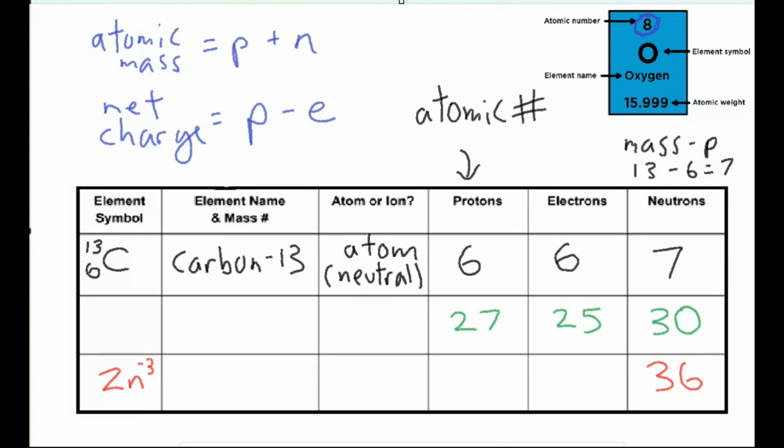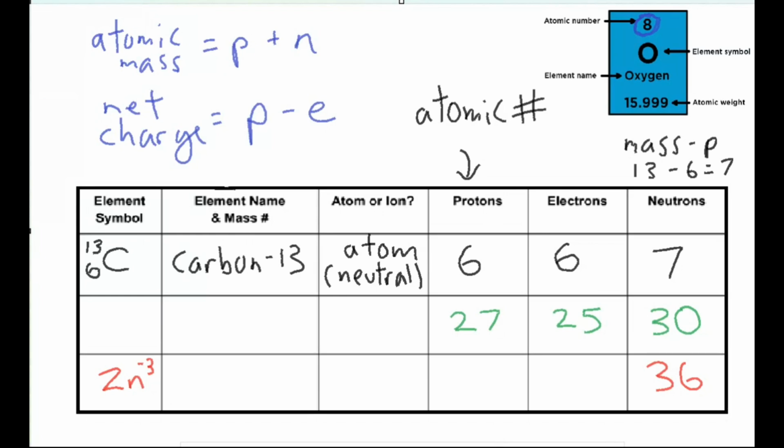All right, there we go. Our first one is complete. We have our carbon row all filled out. For the second one, we don't actually know the element, but we do have some different values that are going to help us out. The main one being 27 as our number of protons, which is always the atomic number.